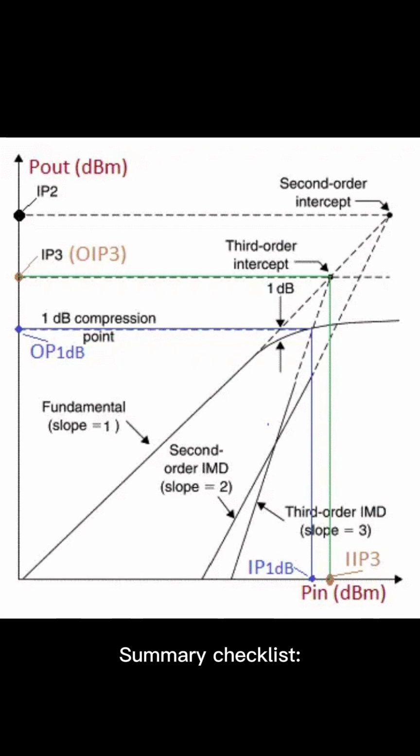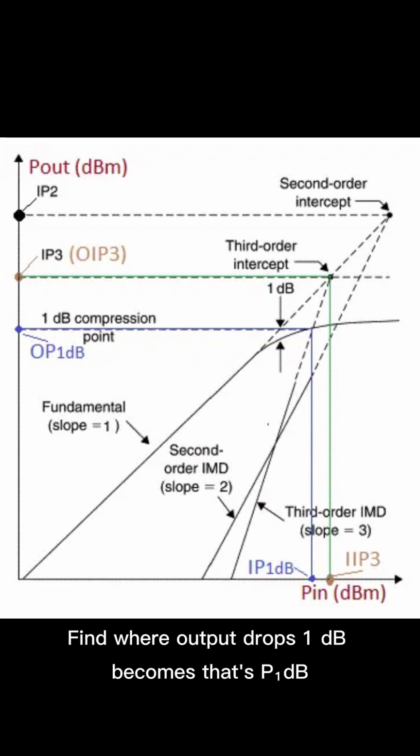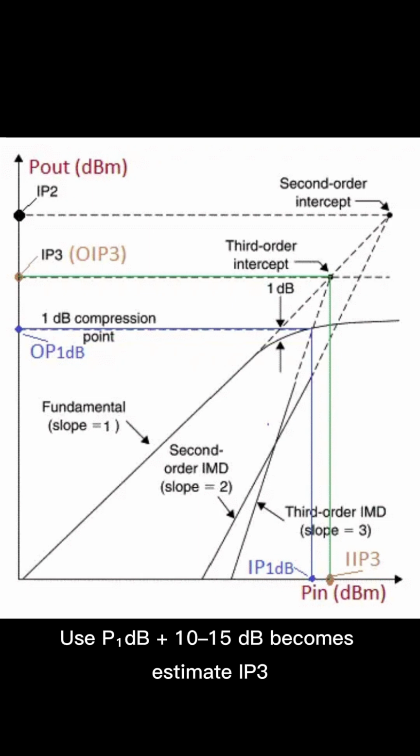Summary checklist. Fit the linear gain curve to get small signal gain. Find where output drops 1 decibel, that's P1dB. Use P1dB plus 10 to 15 decibels to estimate IP3. Fit a cubic model and get precise P1dB and IP3.